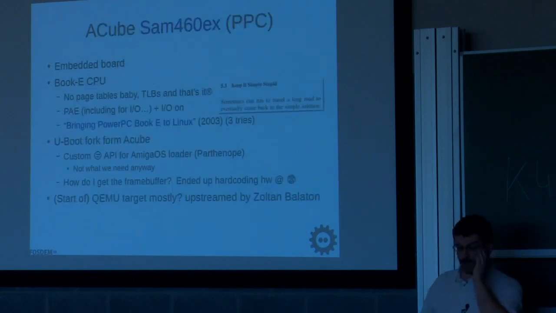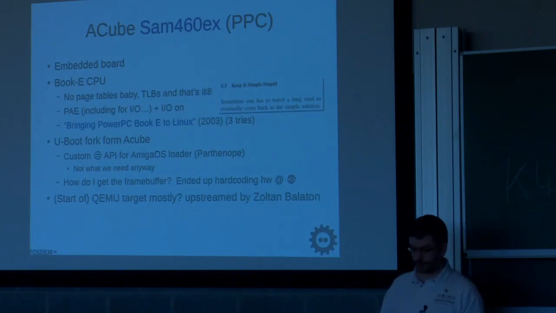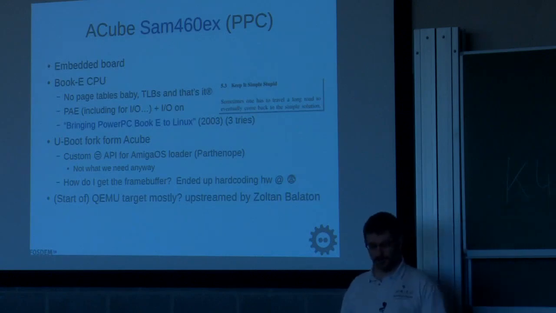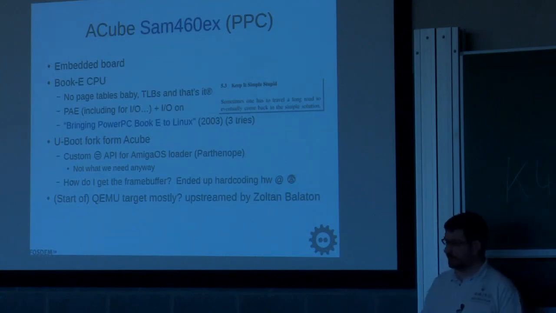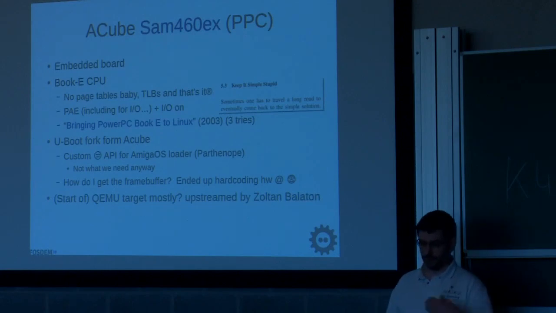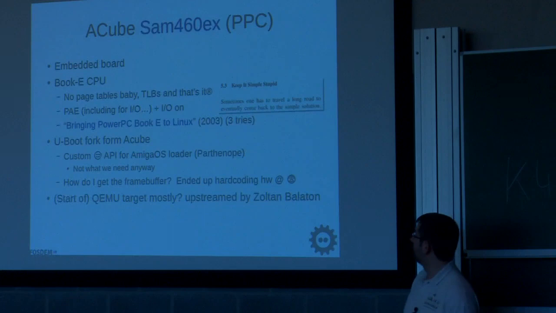The SAM board, it's an embedded board. It's also used for Amiga OS fans. And, well, it's a BookE CPU, so for those who don't know, it's not like the G3, G4 line of CPUs. It's very different. Basically, it's a very limited MMU. You just have the TLBs, so you have to actually fill the TLBs manually. It's quite painful. Even the Linux guys actually tried like 3 times to get it right.